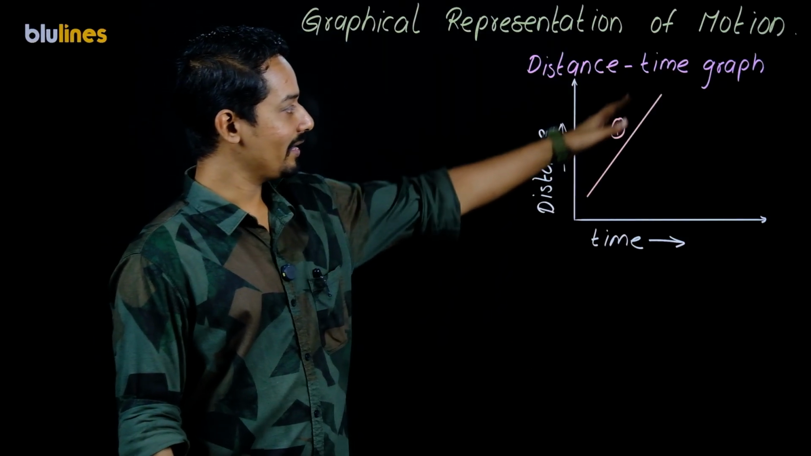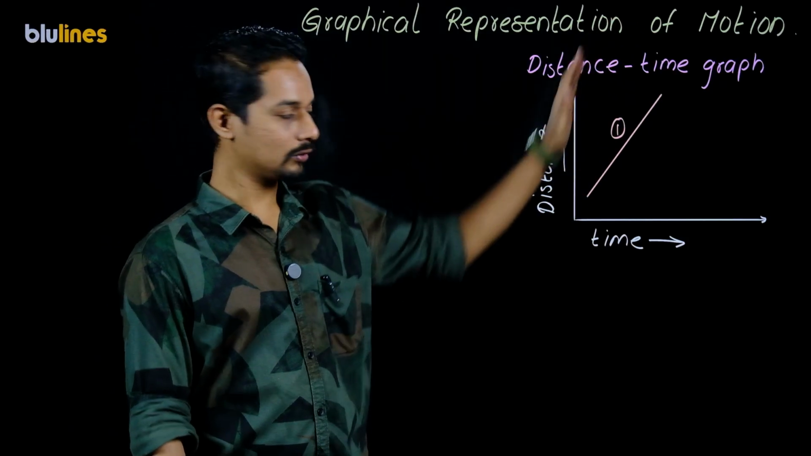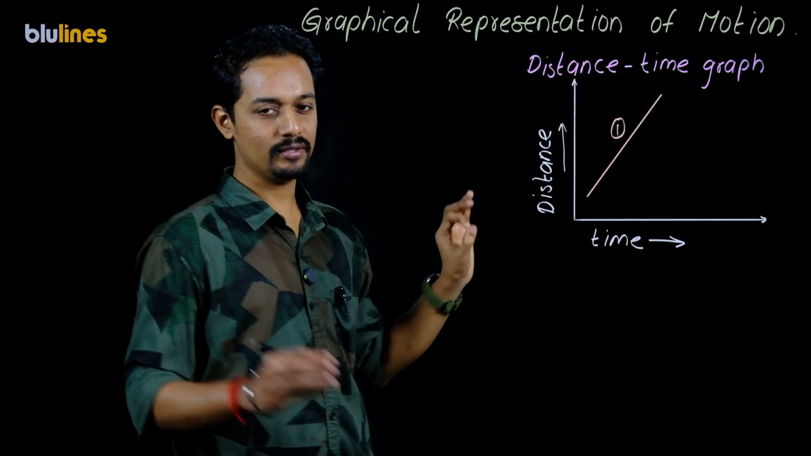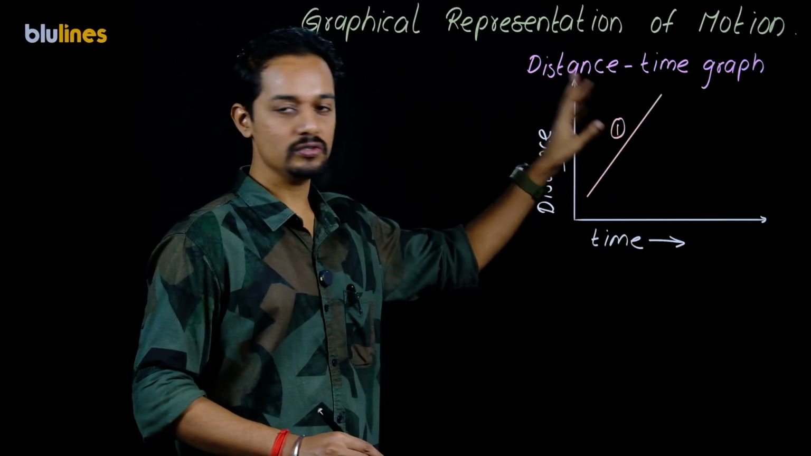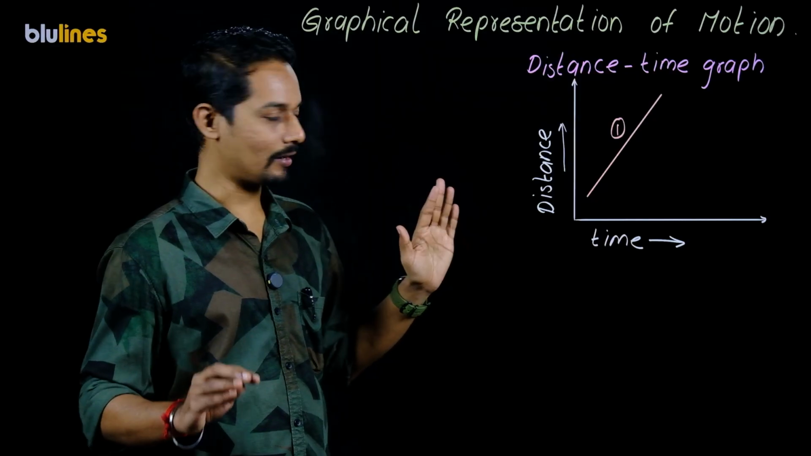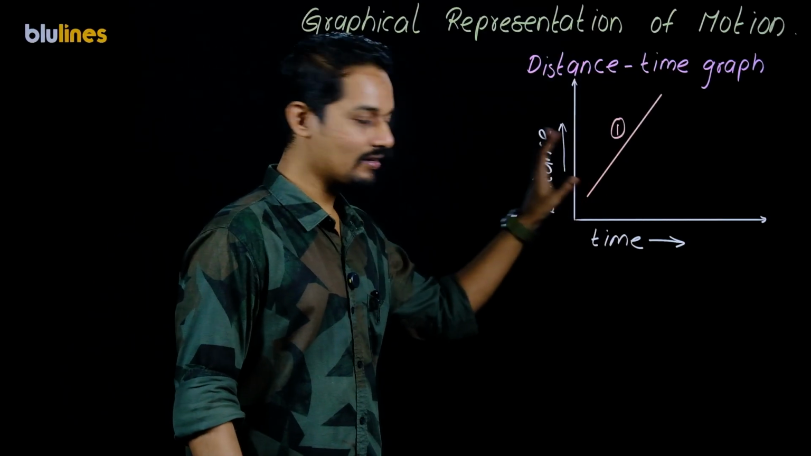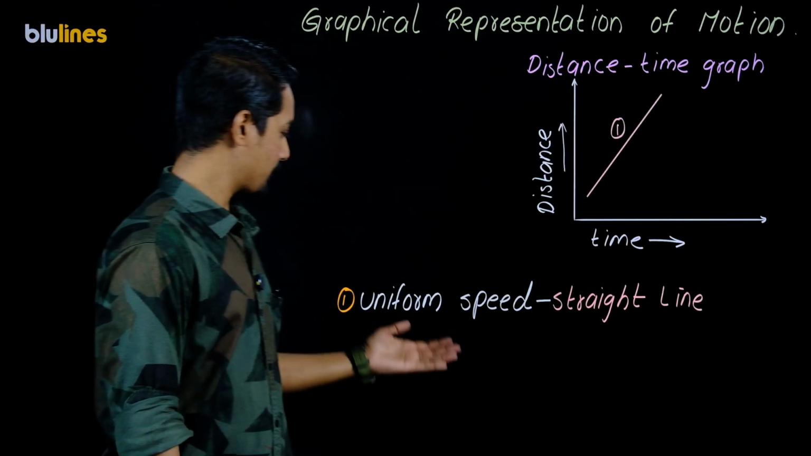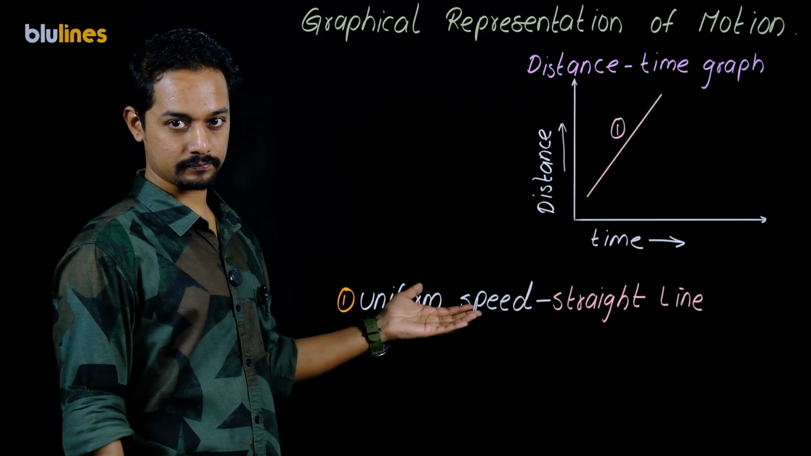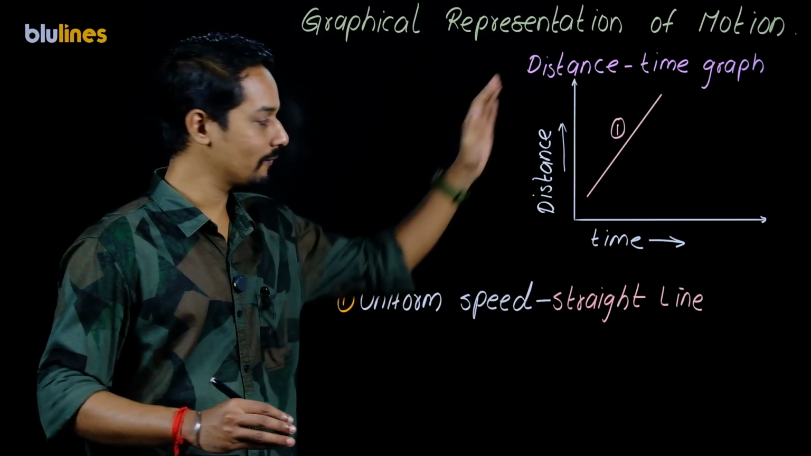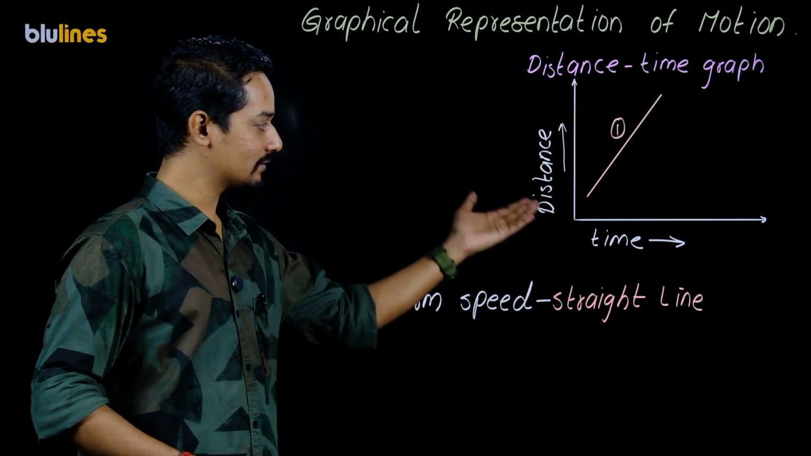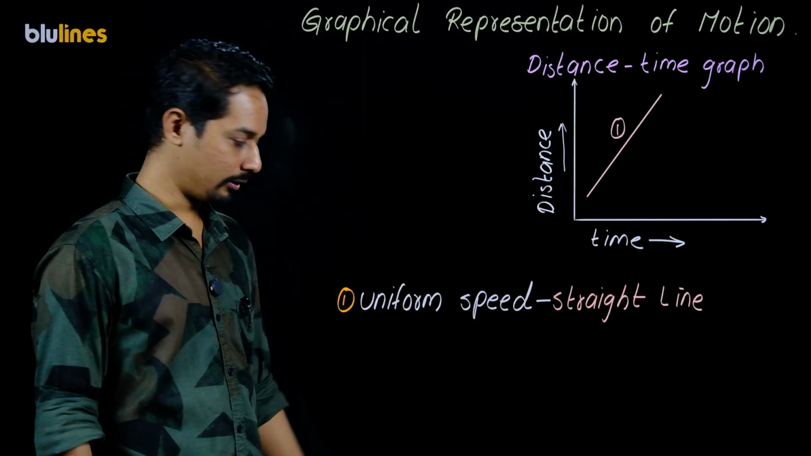Here I have a straight line that is increasing. This kind of straight line which is constantly increasing is referred to as a positive slope graph or increasing graph. So what does it represent? It represents a uniform speed. Whenever we have a straight line in a distance time graph, it represents uniform motion.